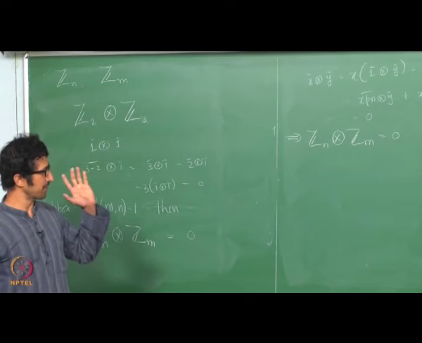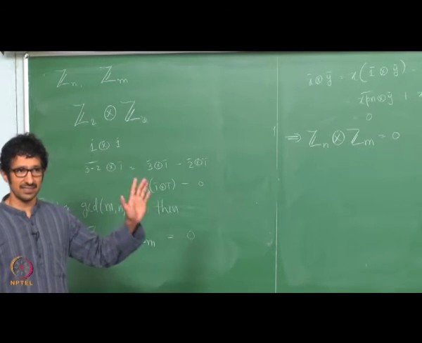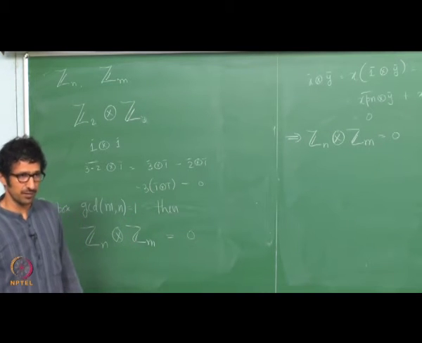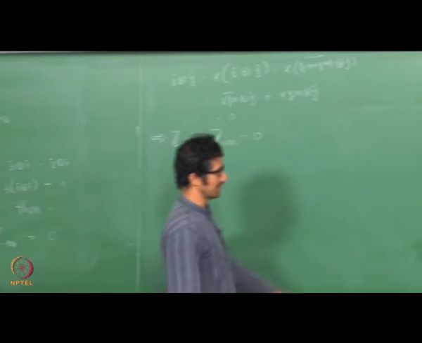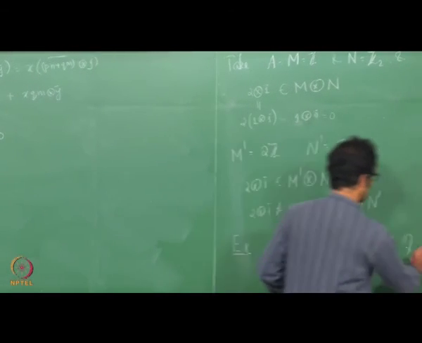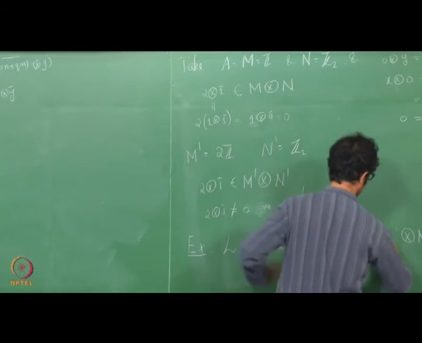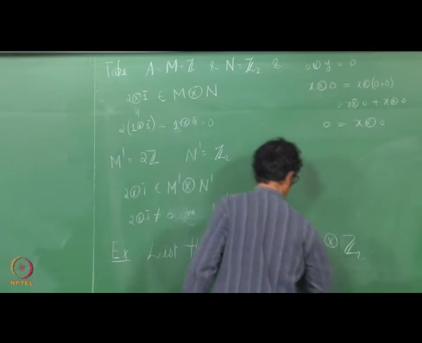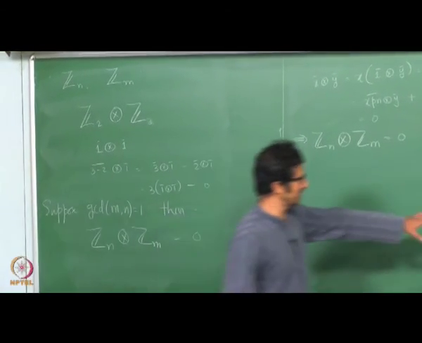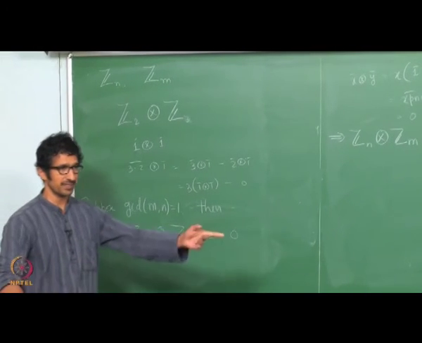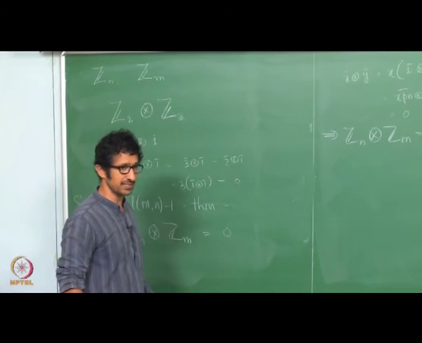So in Zm cross Zn, Zm tensor Zn, you can make all the elements 0. So now think about this exercise. List the elements of Z tensor Z2 in this case. Okay, let me just write it as Z tensor Z2. M tensor n means I am in this example. That should be pretty easy now.